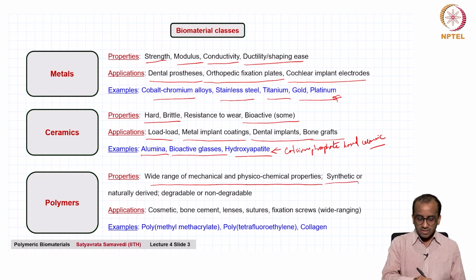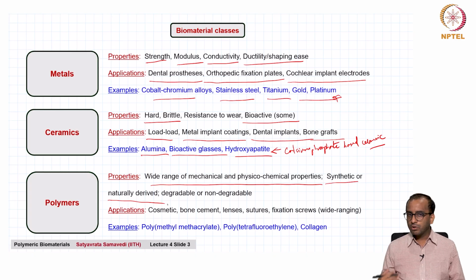You can also have synthetic or naturally derived polymers, and we will look at both of these in great detail in the coming weeks. And of course, you can have degradable or non-degradable polymers. Polymers are unique in that you can engineer them to be degradable at very controlled rates, as we saw in the previous lecture, where you can now think about designing materials for applications that demand specific rates of degradation, right? And that can be tuned as well.